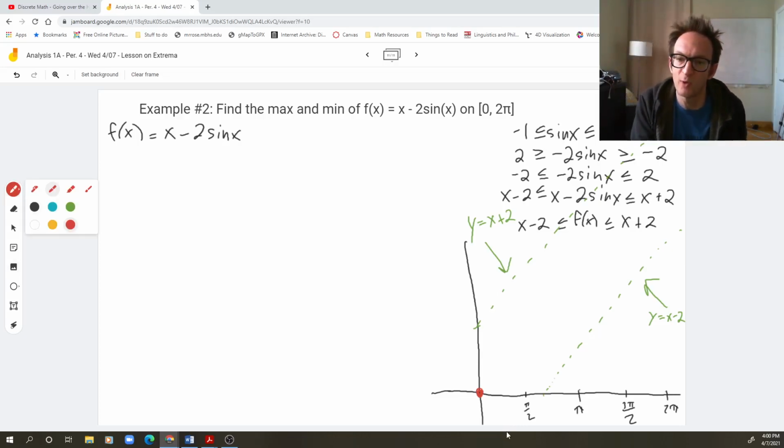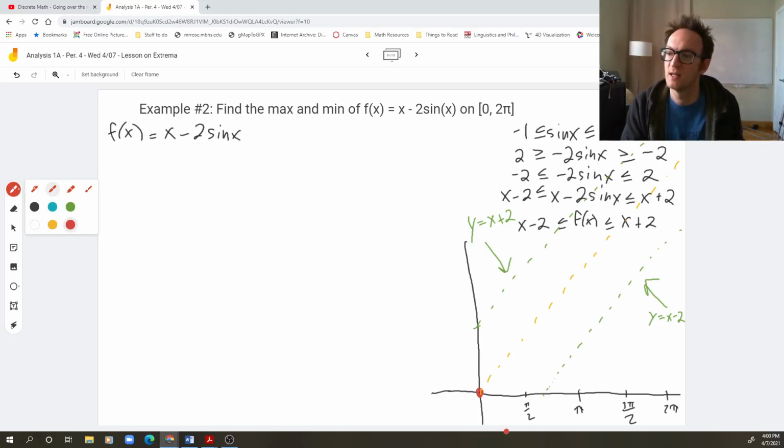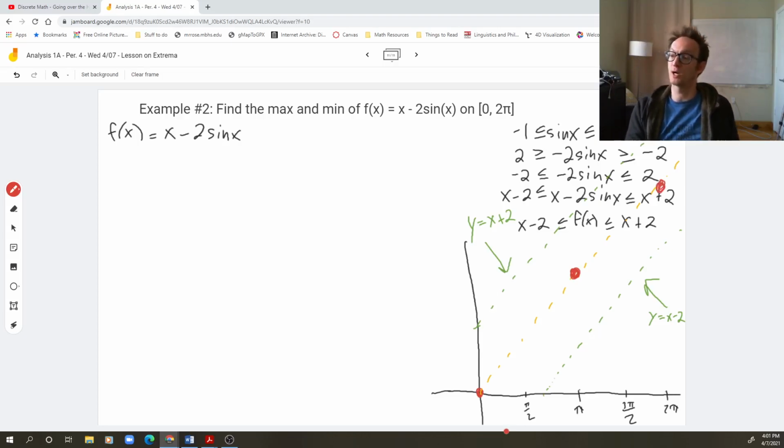So I almost want one more dotted line, which is just the line y equals x, which is going to lie halfway between these. And therefore, at pi, I've now chosen a terrible scale, but I'm just pushing ahead anyway. At pi, the answer is going to be pi. And at 2 pi, the answer is going to be 2 pi. Sure. Okay, and at pi over 2, what's the answer? Well, sine of pi over 2 is going to be 1. And so what I'm going to get is normal pi over 2, but then minus 2.